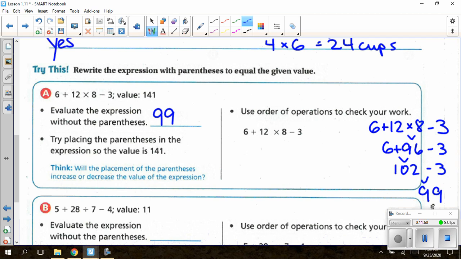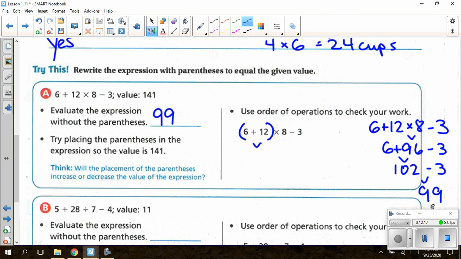Knowing that without parentheses and multiplying first, I got the value of 99, I am going to need to make sure that when I multiply by the 8, I have a bigger number than 12 that I am multiplying by. So when I place my parentheses, I am going to place them around the 6 plus 12, so that way I now have a larger number to multiply by 8. I'm going to go ahead and try this out.